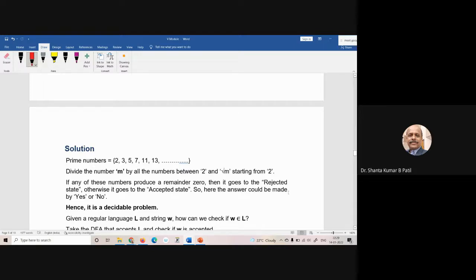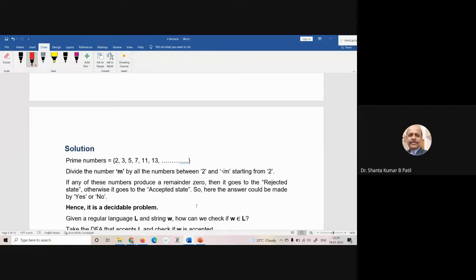So here the answer can be given as yes or no. Hence, it is a decidable problem. I'll give the definition of a decidable problem. Any problem, if you are solving it in finite time, such a problem is called decidable. The undecidable problem has a solution, but we are not finding the solution in finite time. Both are solvable.